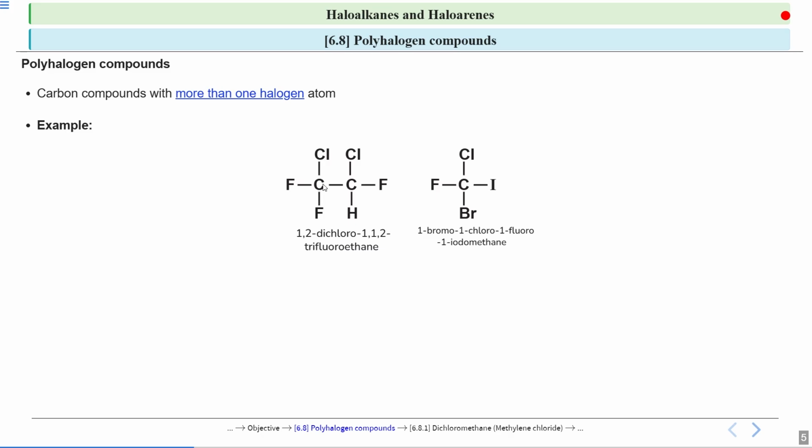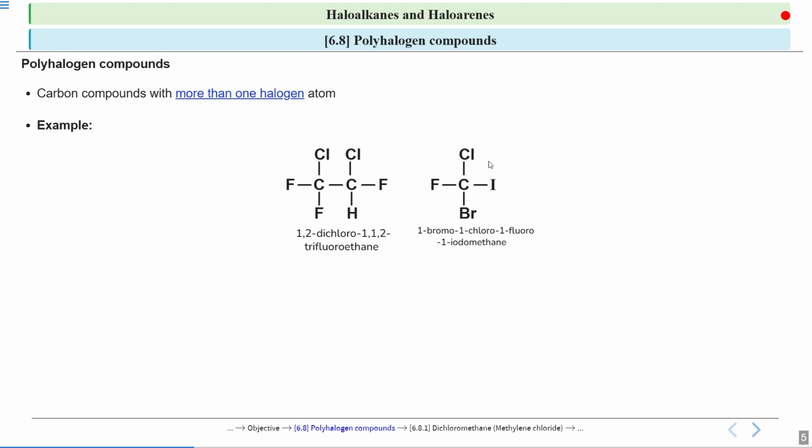Three fluorines are there, two at the first position, indicated by the numbering 1 twice, and then 2 denotes the position of the second fluorine, which is present at the second carbon. Total three fluorines are there, so trifluoroethane. So the name is 1,2-dichloro-1,1,2-trifluoroethane.